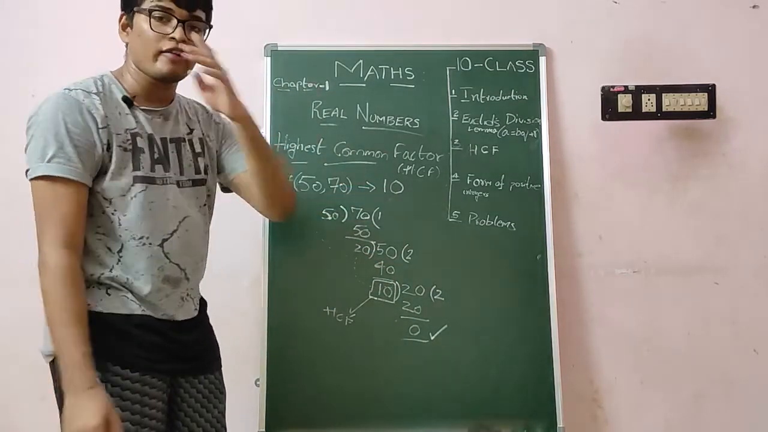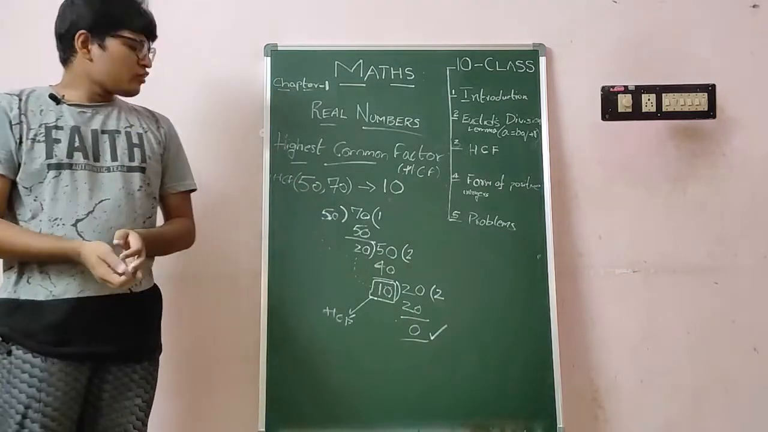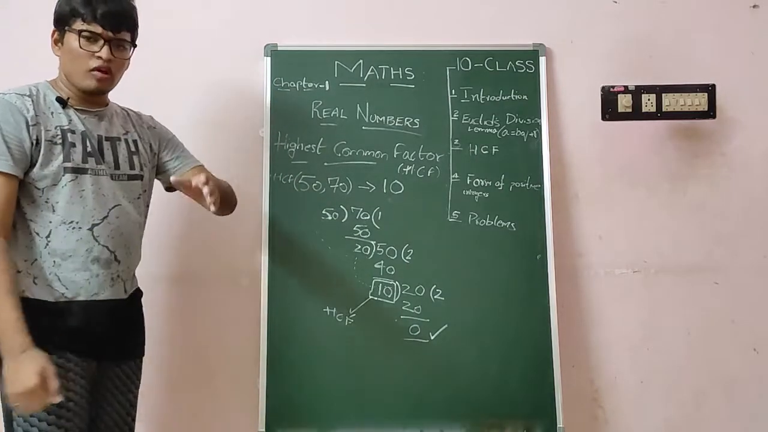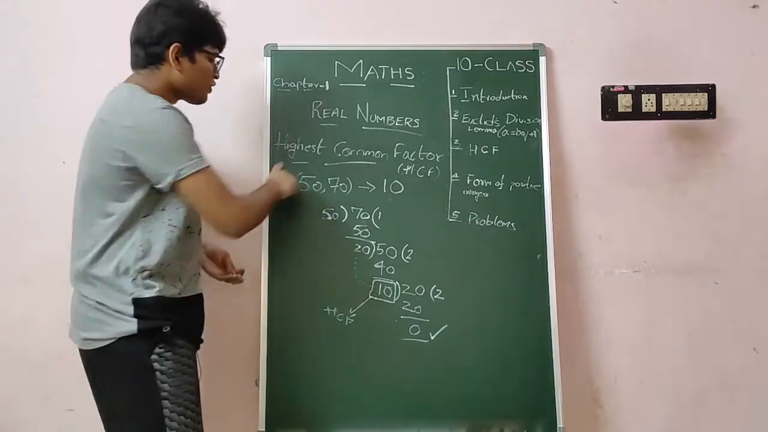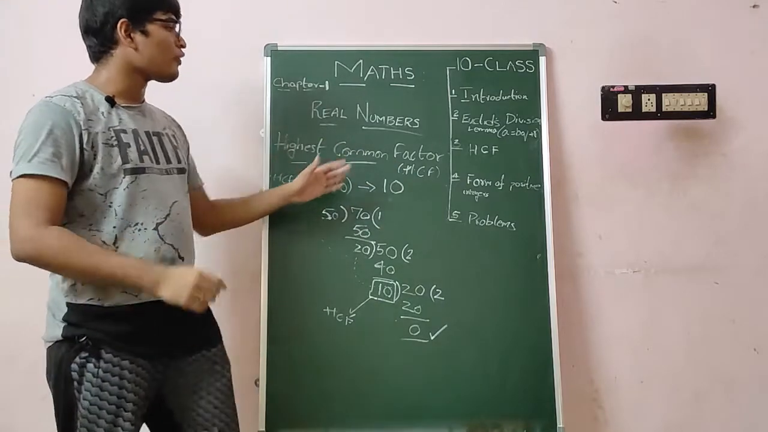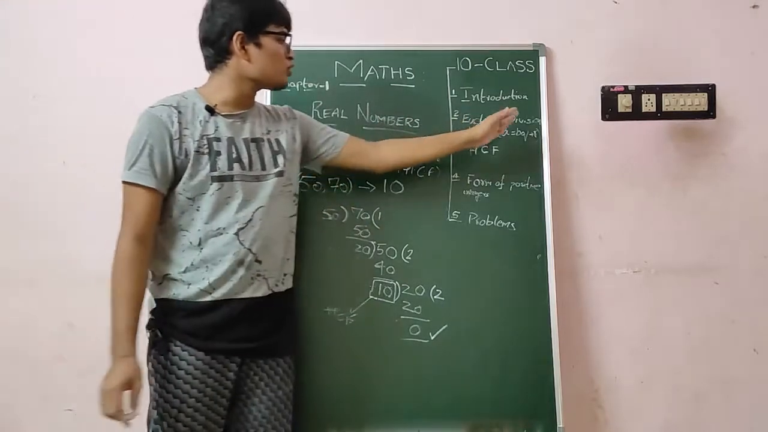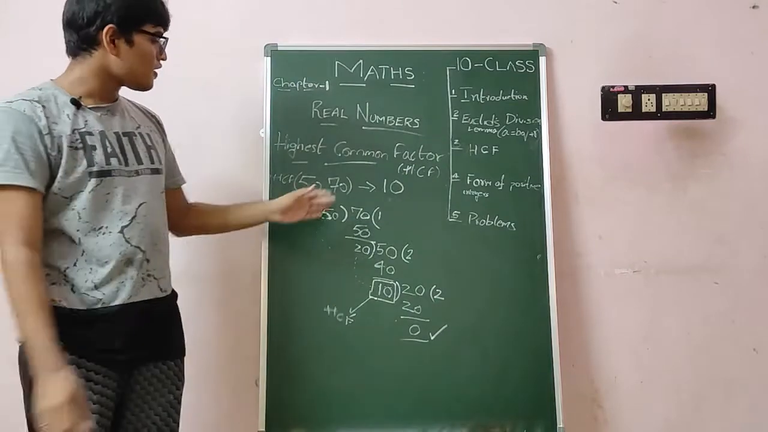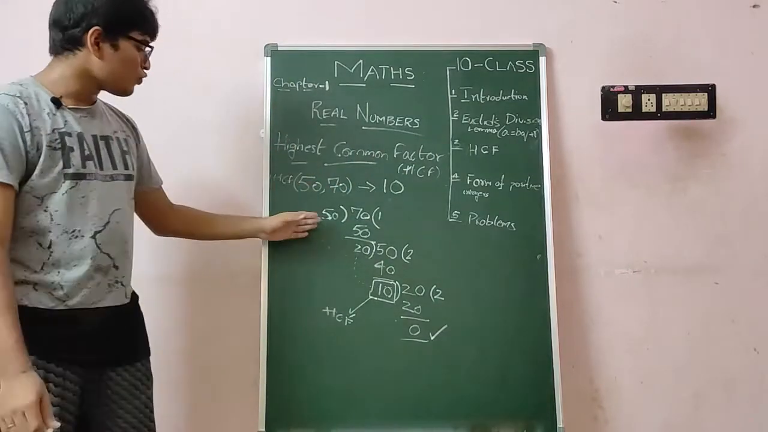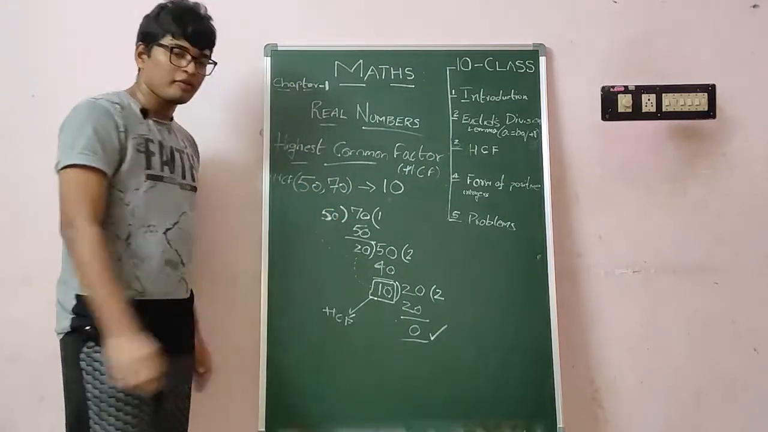50 and 70. Okay, students, we will go through this question in just 1 minute. So quickly, we need to find out HCF of 50 and 70. We have found it using Euclid's division lemma in the previous lecture, which we got as 10, and we solved this with a shortcut method.